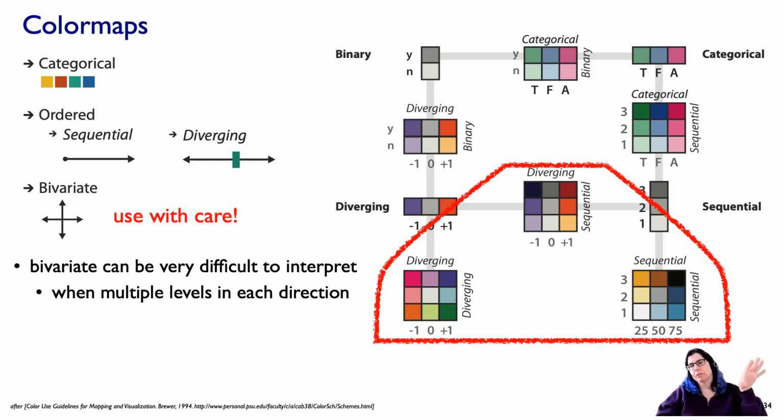And so notice how just in this little layout of what we can do, we can think about, are they diverging or sequential? Binary is sort of a special case where you just have two instead of many. And so you could have binary to categorical, you could have categorical to sequential, sequential to sequential, diverging to diverging, diverging to sequential. These are all possible, but these complex ones down here can be quite tricky to use, so be careful.